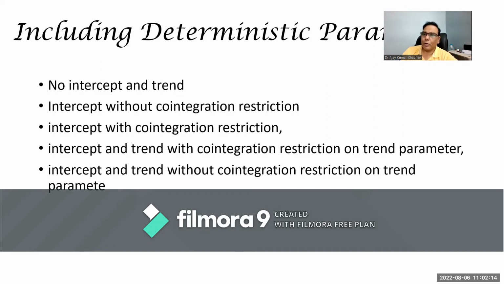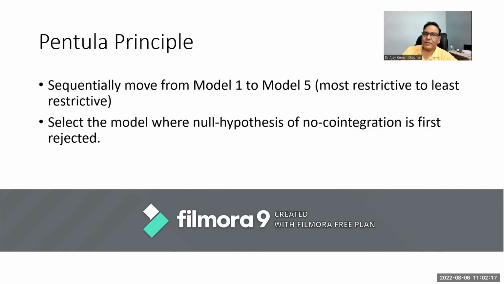Like these are the movements I showed you, and there is one principle for choosing the assumptions: you can go for the pendulum principle. First move 1, then 2, then 3, then 4, then 5, and check when the null hypothesis is rejected. Whenever the hypothesis is rejected, you can accept that. So this is the simple concept. If you don't know the concept of all the 5 assumptions, most scholars check the different assumptions and stop where the hypothesis is rejected.